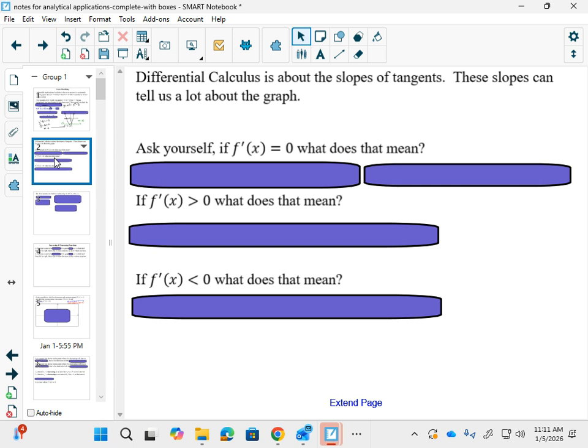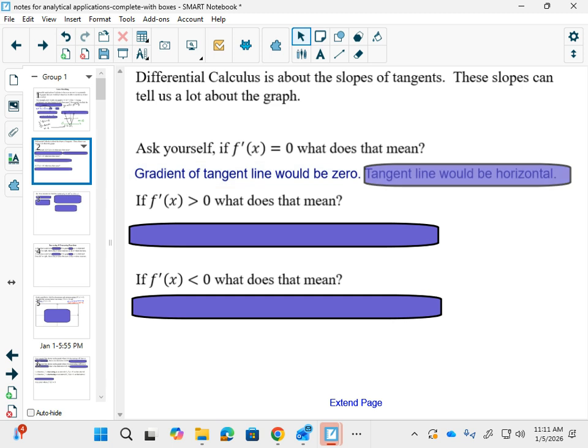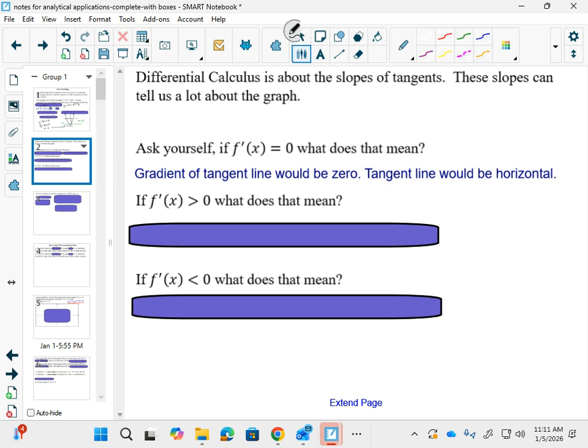So, we talked about this. Differential calculus is about slopes of tangents, and these slopes can tell us a lot about a graph. If the derivative is 0, and this is what we just talked about, the tangent line would be horizontal, and we're going to find out this means that your graph is either going to have a local max or local minimum. So if your derivative is 0, you found a maximum or a minimum of a graph.